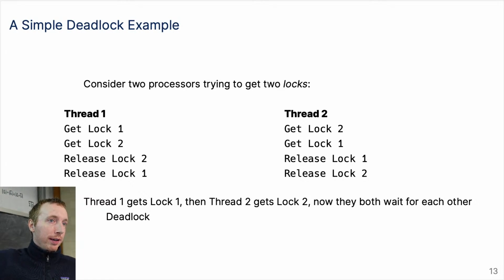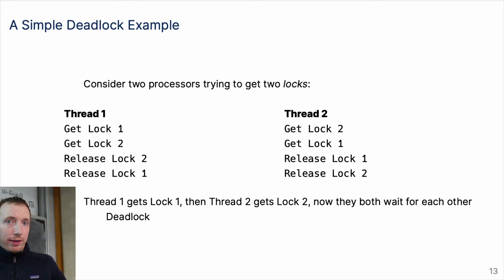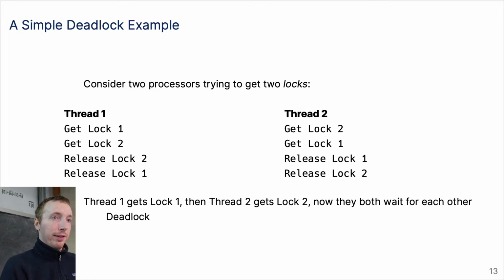So we're at an impasse here, right? Each thread is trying to get the lock that the other one has while it's still holding another lock, and neither can make progress. Does that make sense why that's a really bad thing that can happen? Neither thread can execute at this point. We're deadlocked. Our program can't make any progress anymore.